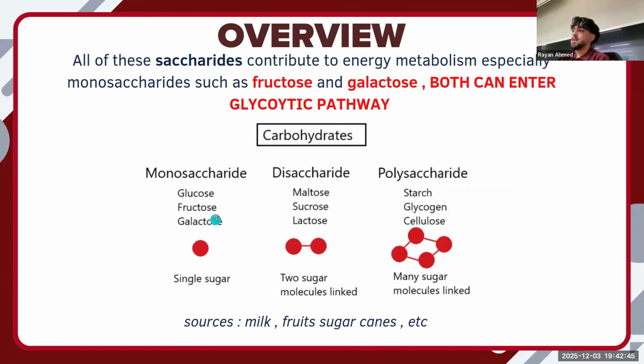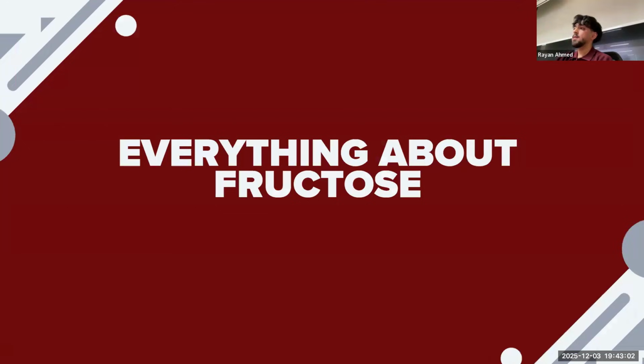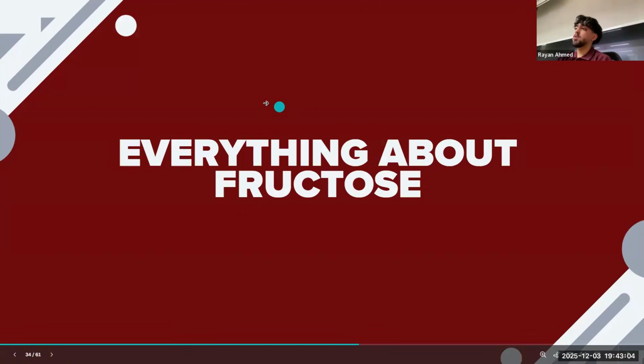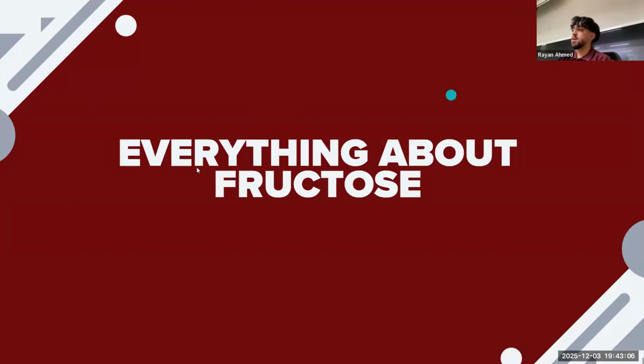We're going to discuss it. Again, remember, glucose plus glucose gives you maltose. Glucose plus fructose gives you sucrose. Glucose plus galactose gives you lactose. And for all these disaccharide sources, it could be milk, fruit, sugar cane. Okay, let's move on. So now we're going to be getting into our first objective, which is everything about fructose.